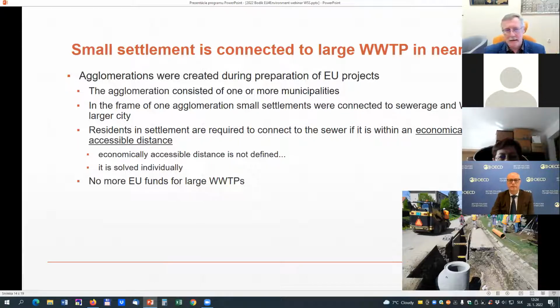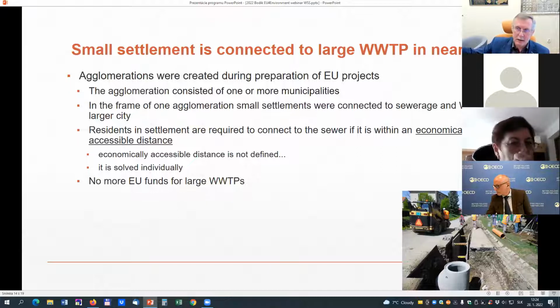In the last years, this type of connection was very popular, that to the large wastewater treatment plant in a large city were connected small settlements, small satellites from outside, and the financial support for this type was from the European Union, and really many small settlements were connected to large wastewater treatment plants. For example, Bratislava also has some connections: small settlements up to 30 kilometers outside of Bratislava are connected to the large Bratislava treatment plant.